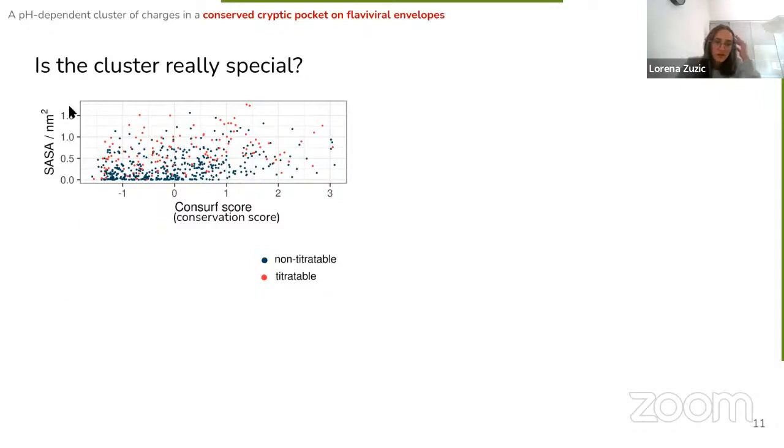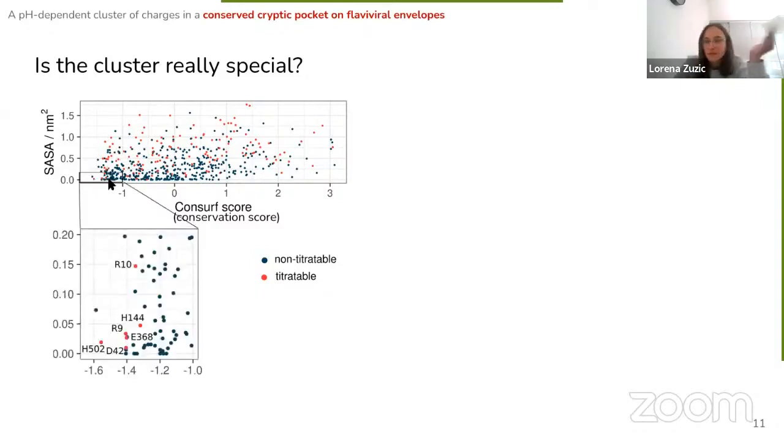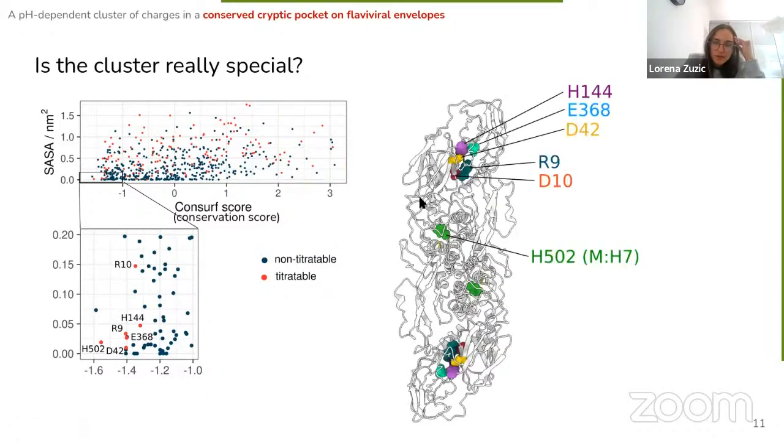And then if you look at your high scores, in this case the low scores, so the most buried residues and the most conserved ones, you see some non-titratable points, we ignore those. And then you see some that might be interesting to look at further. And if you actually put this on the structure, you end up with this very interesting distribution of residues, which again, you get this cluster.